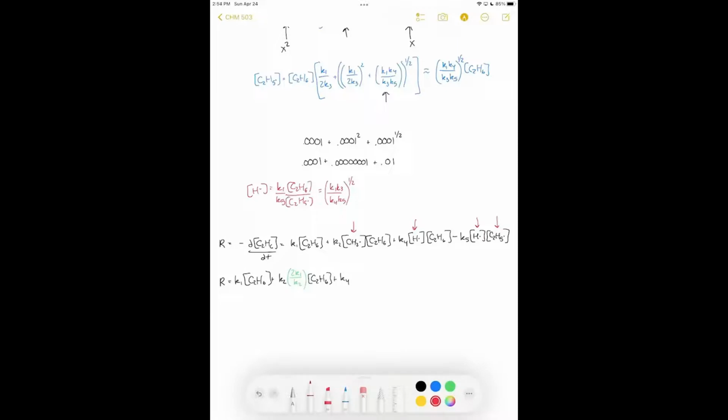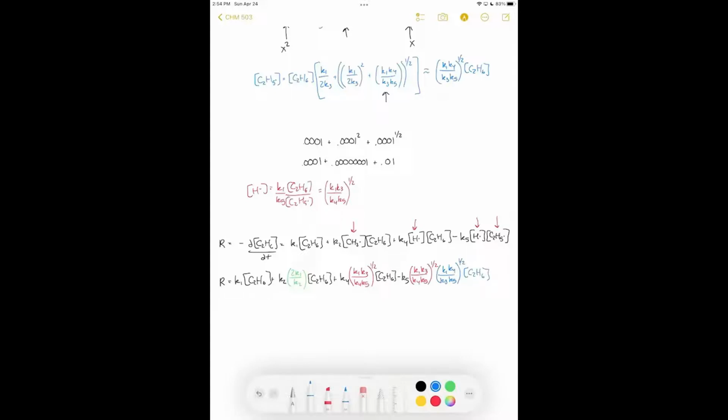Now we've solved for hydrogen. We know that hydrogen is K1 K3 over K4 K5, square root of that, times C2H6 minus K5. We have hydrogen again, so hydrogen is again K1 K3 over K4 K5. And then C2H5 is equal to K1 K4 over K3 K5.